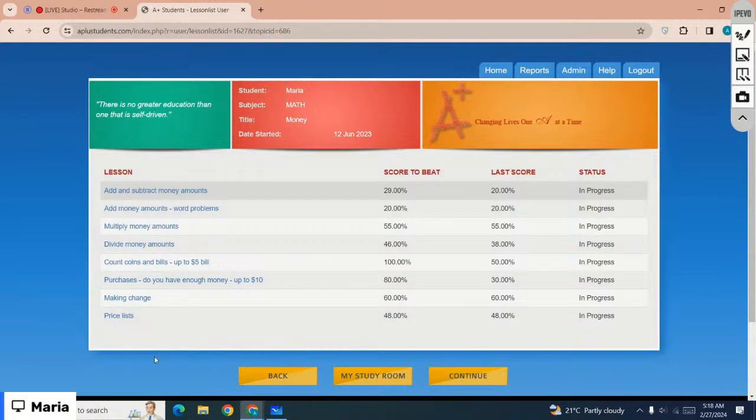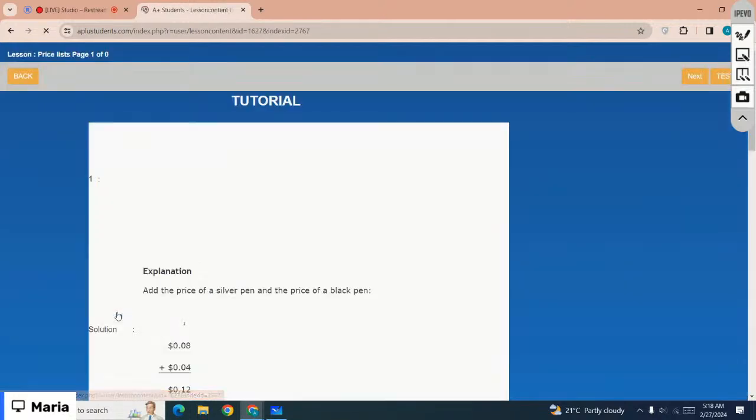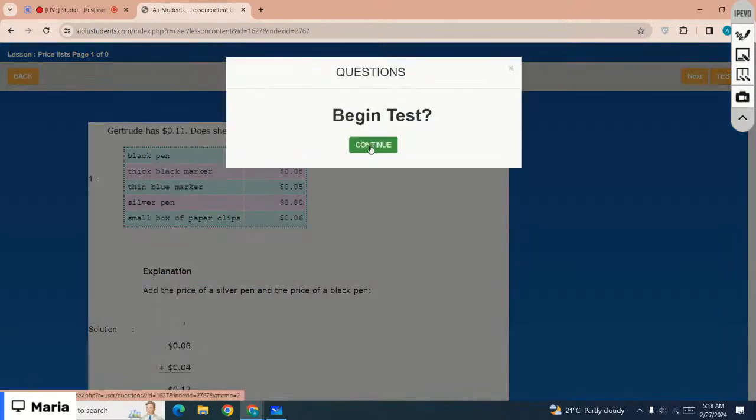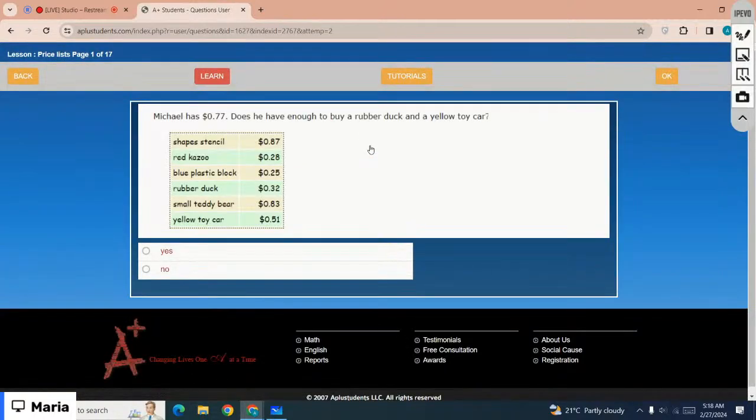Later today, let's just move on to the next lesson, that is price list. Let's just start with the lesson. So basically, you are given the price list now. You have to count the total amount of more than one item, right?